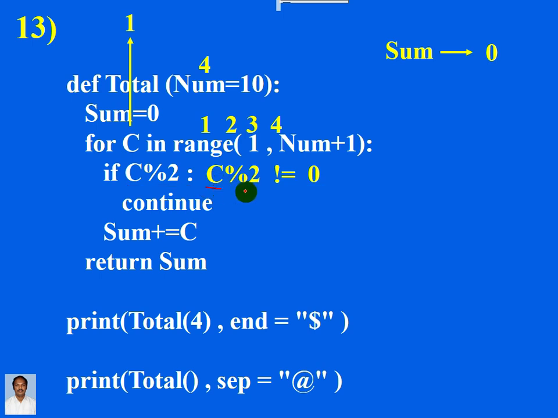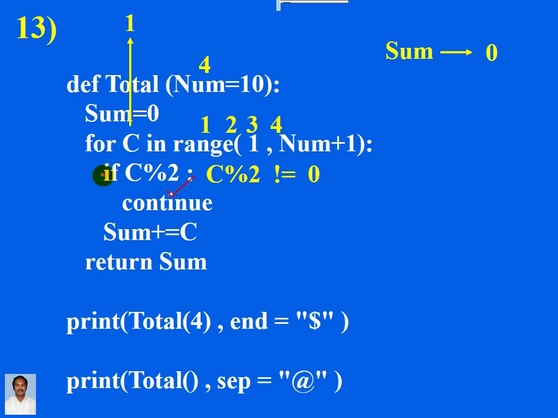What is C? 1. 1 modulo 2. When you divide 1 by 2, the remainder is 1. You can see 1 is written inside, 1 is the dividend, 2 is written outside, 2 is the divisor, 0 into 2 is 0 and the remainder is 1. So 1 not equal to 0, condition true, this will be executed.